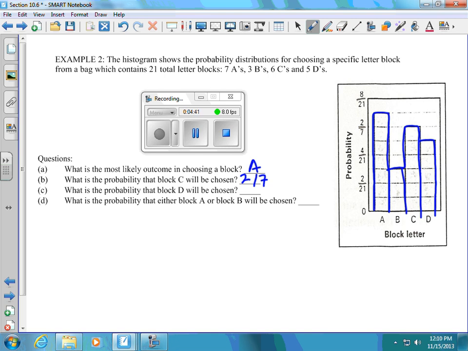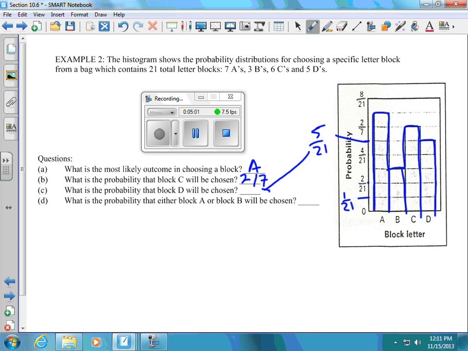Well, if this bar is 2 over 21, then that means the first one is 1 out of 21, right? So these are going up by 1 out of 21. So 1, 2, 3, 4. This would have to be 5 out of 21. So 5 21s, that would be the answer for that one.